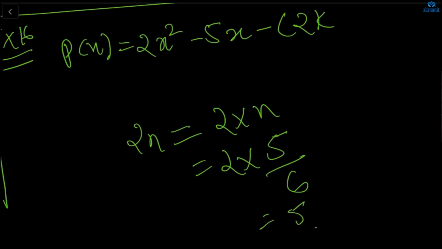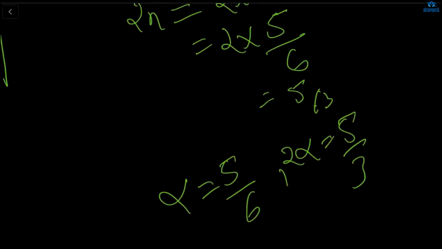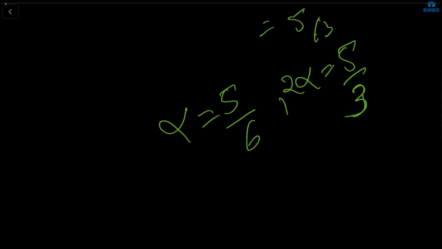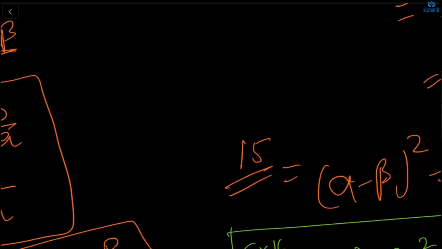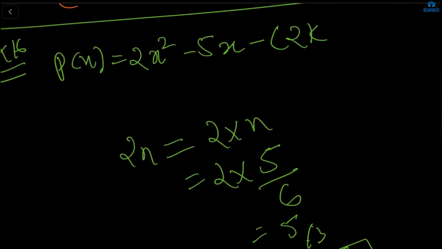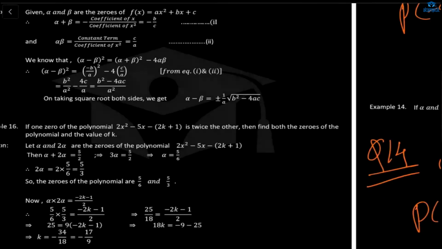So both the zeros: alpha is 5 by 6 and 2 alpha is 5 by 3. Am I right? Have you got the same answer? Good. So the two zeros you have already got by checking on the sum. Now you have to find out the value of k also. How will you find it? In the polynomial, 2k plus 1 is c here, because k is being treated here as a constant.